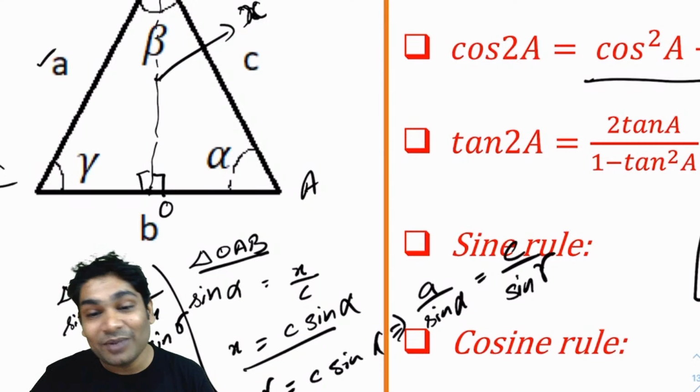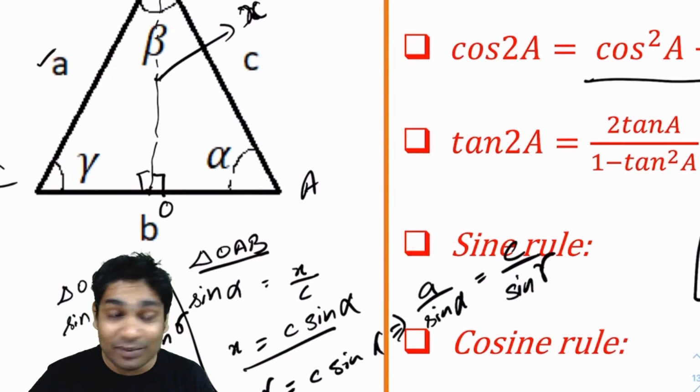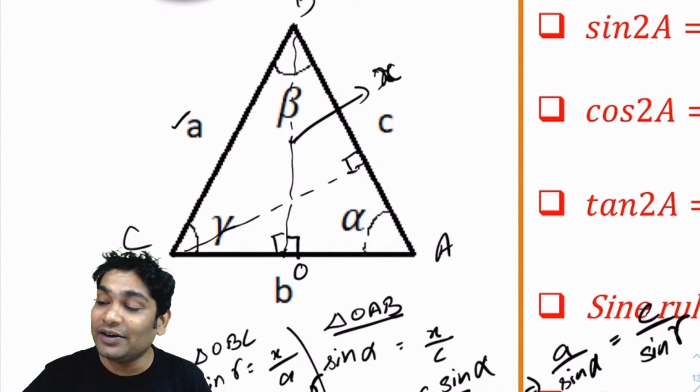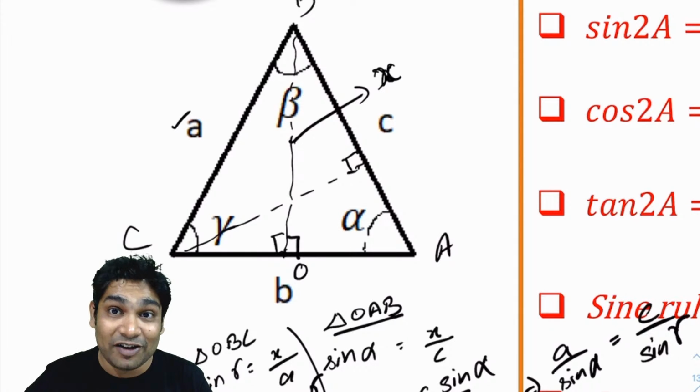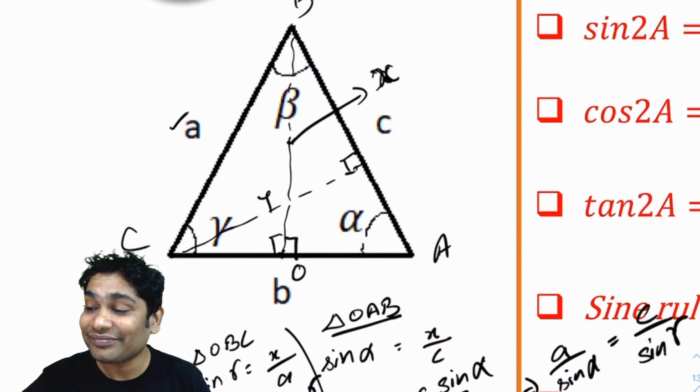You can do it very similarly. You drop another perpendicular here. If you try to find the sine of beta, what do you see? Let's call this y. You'll see sine beta would be y over a.